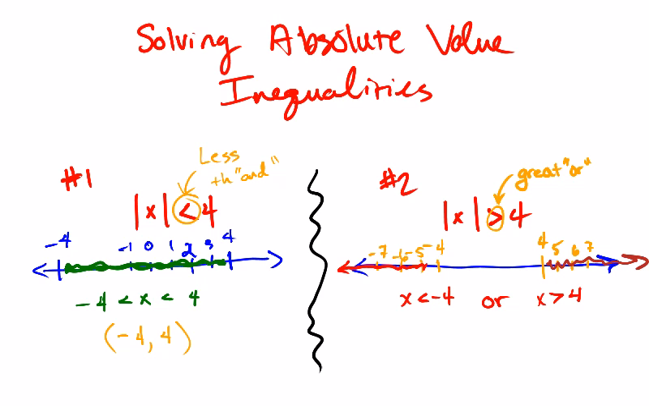Set notation could be written this way: -infinity to -4 with parentheses because it's not equal to, joined by the union, and then 4 to positive infinity. And that's the basic setup that we're going to use to solve an absolute value inequality.